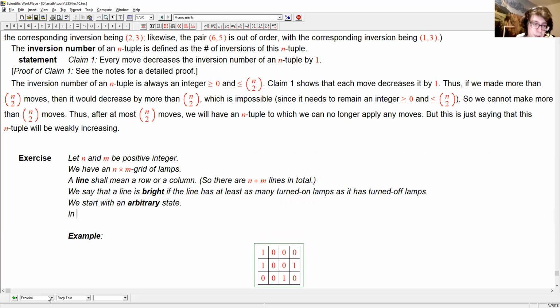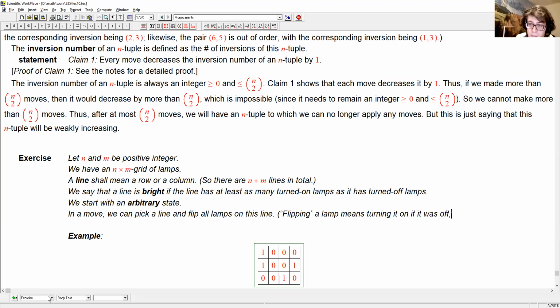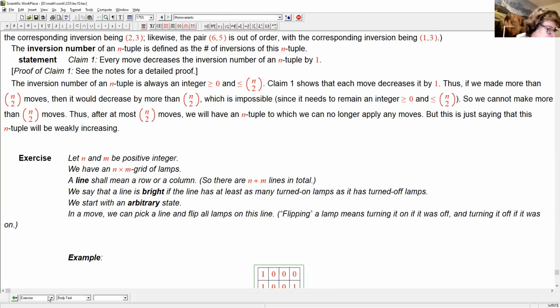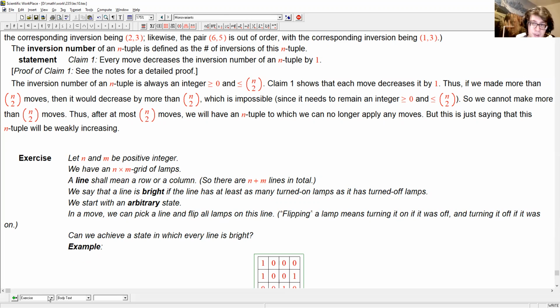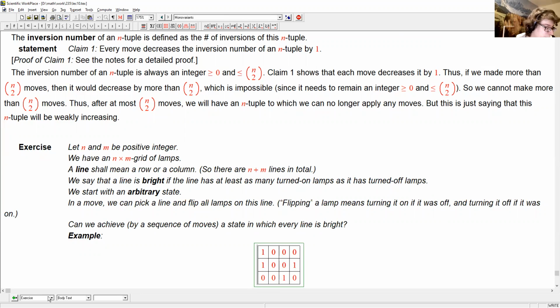Now, in a move, we can pick a line and flip all lamps on this line. And as before, flipping a lamp means turning it on if it was off and turning it off if it was on. Question: can we achieve a state in which every line is bright? Can we do this by a sequence of moves? So let's do this by an example. Let's do this on this example first.